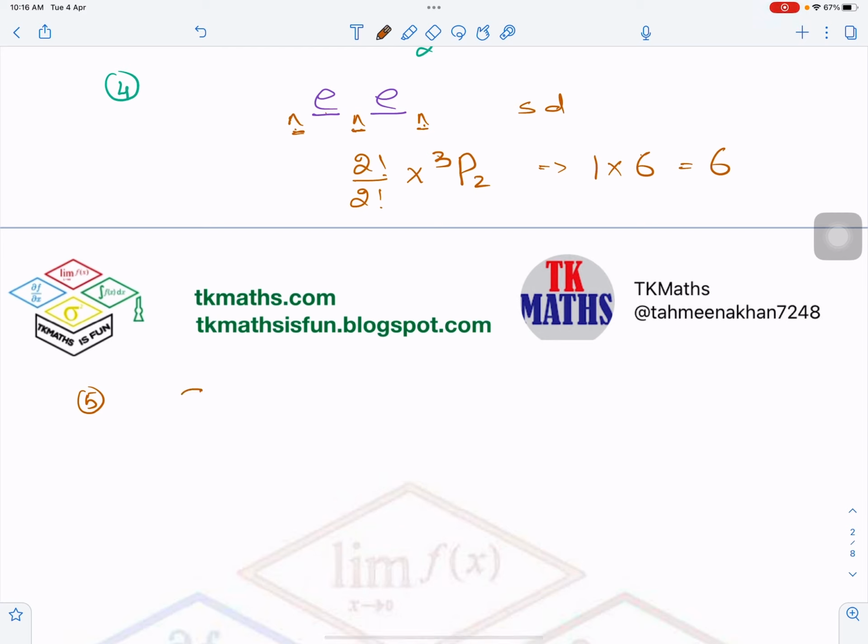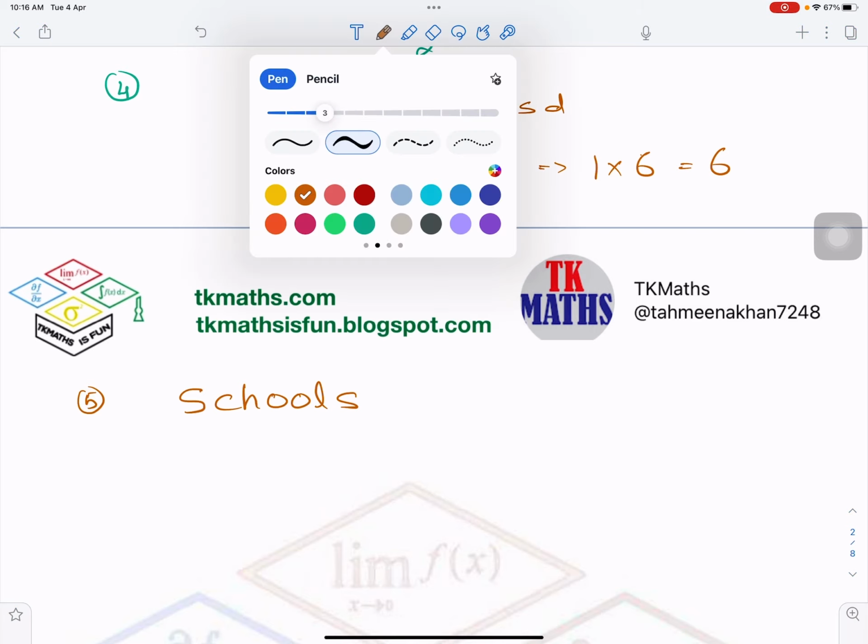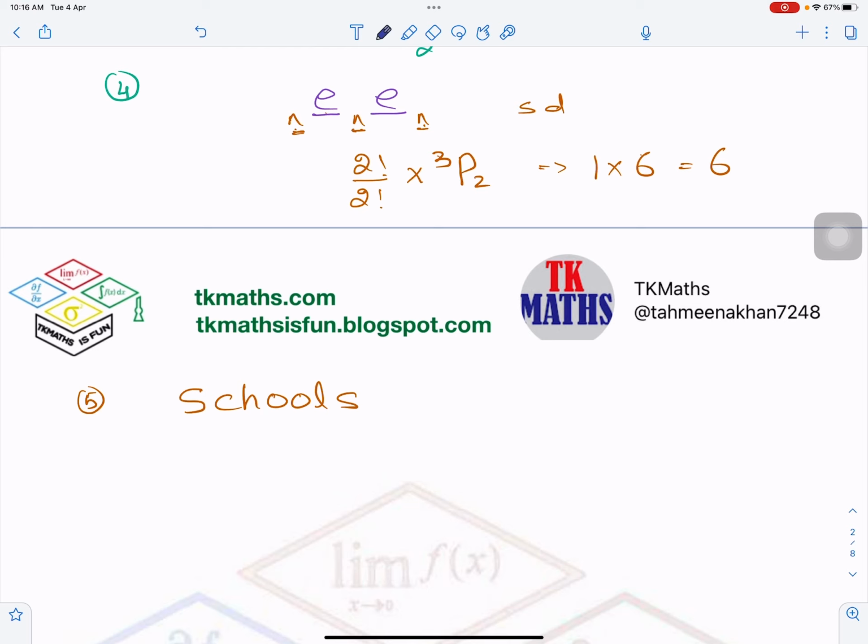The word is schools. Now, I want to see how many of you, at the end, say "Oh yes, I learned something new in it," or that it helped you revise your concept. Now, if I say that you have to arrange these letters, how many letters are there? 7 letters, right?